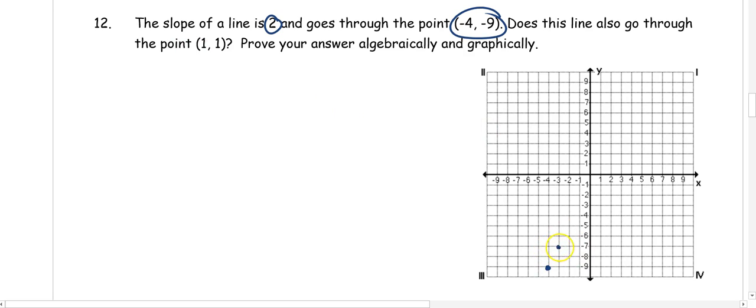So I'm going to go up 2 over 1, up 2 over 1, up 2 over 1, up 2 over 1, up 2 over 1. So notice that we're at that point (1, 1) on the line. So we just showed graphically that that does work.